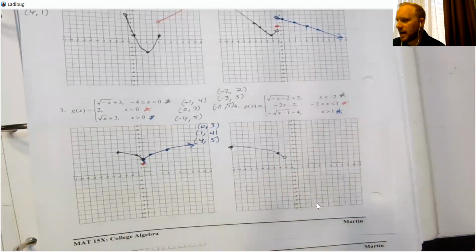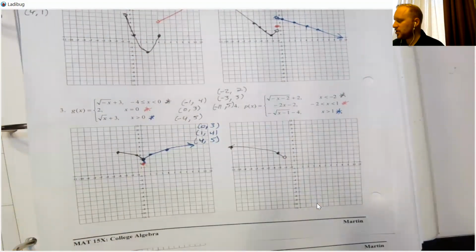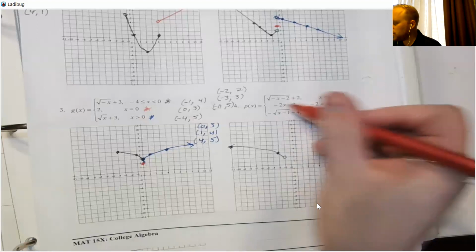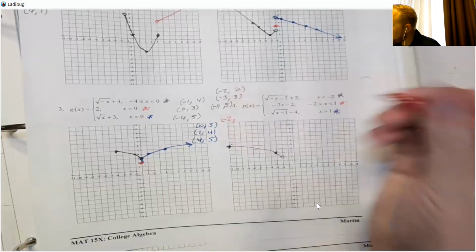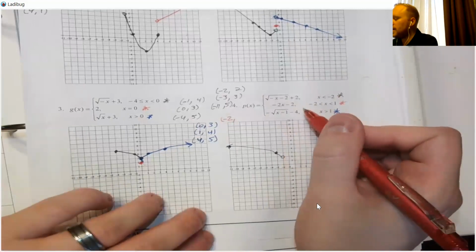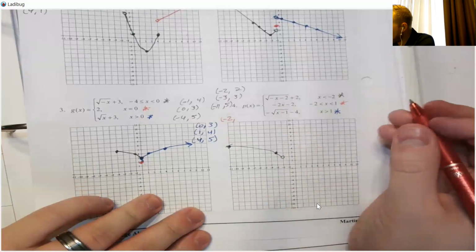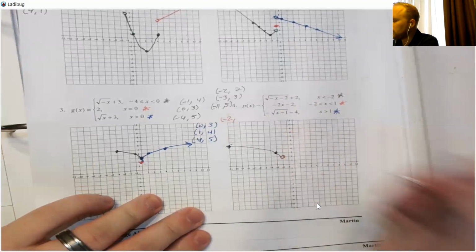Okay, now the next one. Next one we said we're going to do in red. We have a linear function. Starts at -2. So if I plug negative 2 in there, that would give me a positive 4. 4 minus 2 is 2. And that is an open dot. Oh, it's right there. Okay.